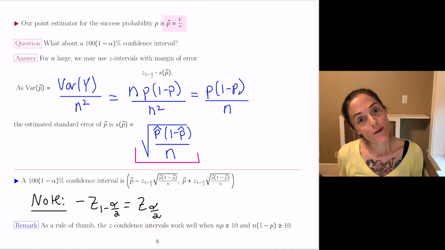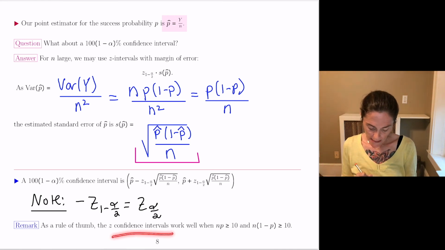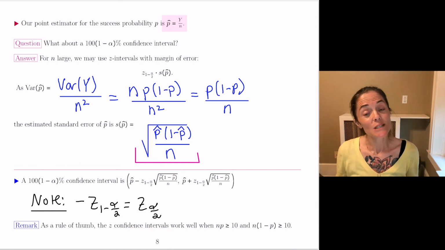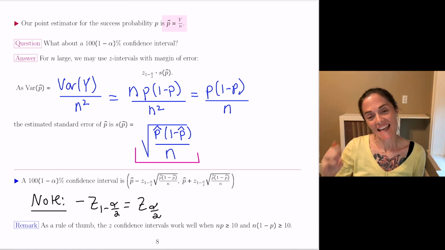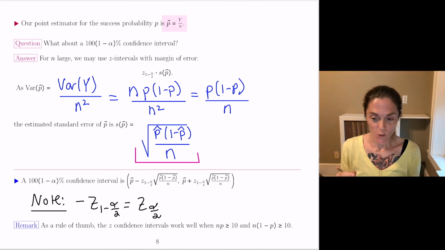Now, my final remark in this lecture video is just this. Z confidence intervals tend to work well when np and n times (1 minus p) are both greater than or equal to 10. And this is just a rule of thumb here, but it is worth mentioning.